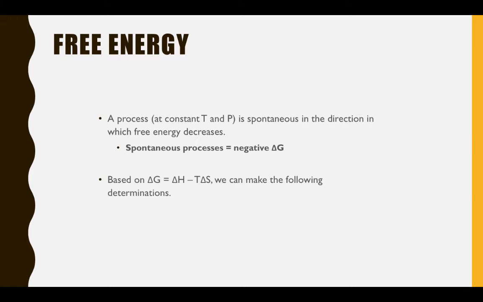Relating free energy to spontaneity, we find that a process is spontaneous in the direction in which free energy decreases. Therefore, a spontaneous process must have a negative delta G. Conversely, non-spontaneous processes must have a positive delta G.